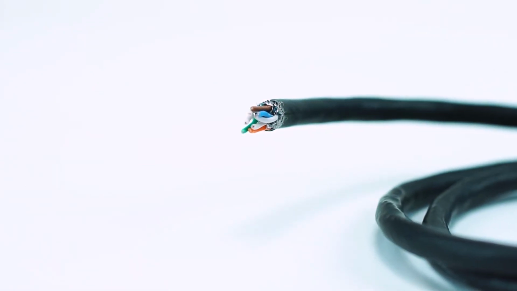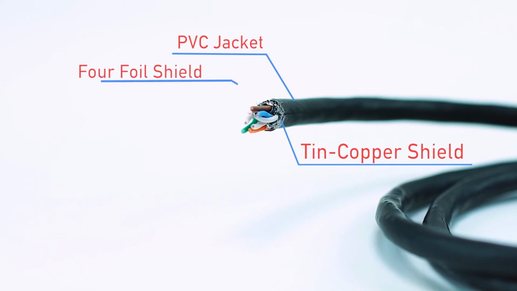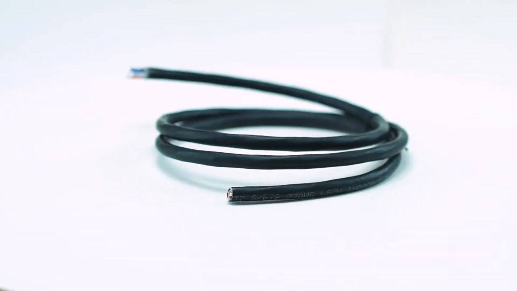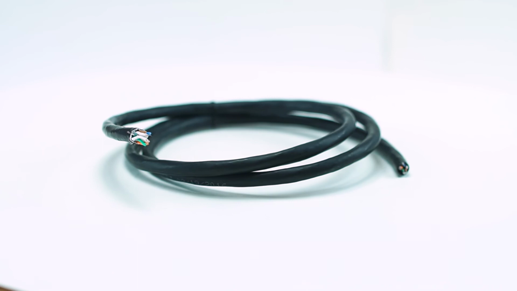This CM-rated UV-resistant cable features a protective PVC jacket, overall tin copper braided shield, as well as foil-shielded twisted pairs for maximum EMI rejection, and solid 23 AWG copper connectors. The Cat7 Shielded Solid Outdoor PVC Cable is the best solution for your next networking project.